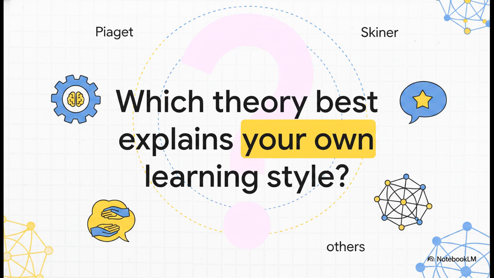As you look back on all these theories, from Piaget's stages to Vygotsky's social learning to Skinner's reinforcements, which one do you think best explains your own learning style? Are you someone who needs to explore and build things for yourself, or do you learn best when you have a guide? Thinking about that is the absolute best way to make these ideas truly your own.